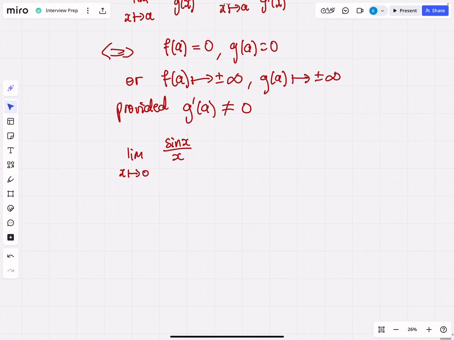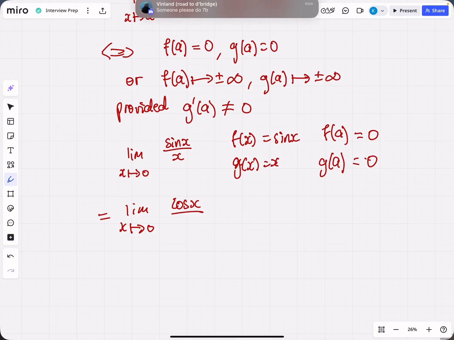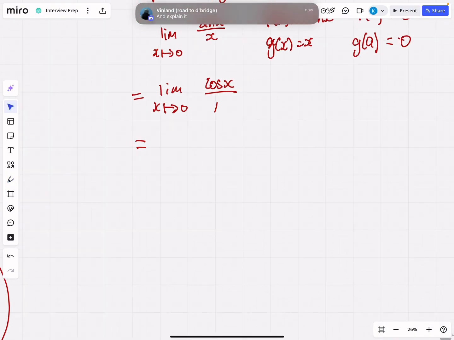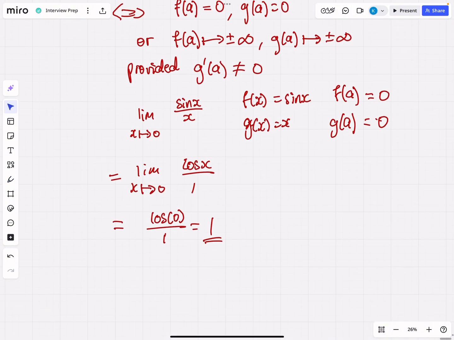That's tough because, well, let's look at f of x. F of x here would be sine of x, and g of x would be x. F of a, in this case, a is 0, would be 0 because sine of 0 is 0. And g of a would be 0 because g of x is just x. So x is 0. Therefore, we can apply L'Hopital's rule here. So this is going to be equal to the limit as x tends to 0 of the derivative of sine x, which is cosine x, over the derivative of x, which is just 1. Right? And now we can evaluate this limit pretty easily because cosine of 0 is literally 1. Okay? And so the limit as x approaches 0 of sine x over x is equal to 1.